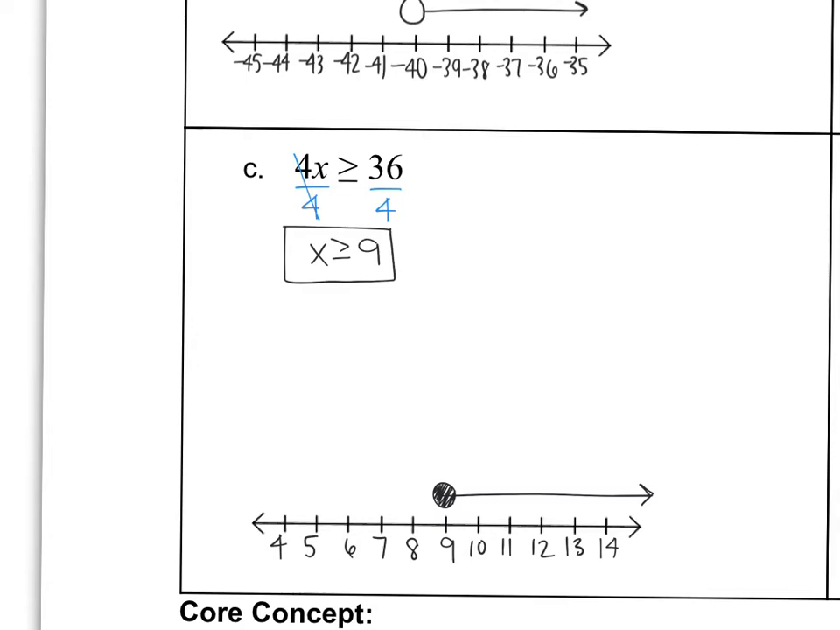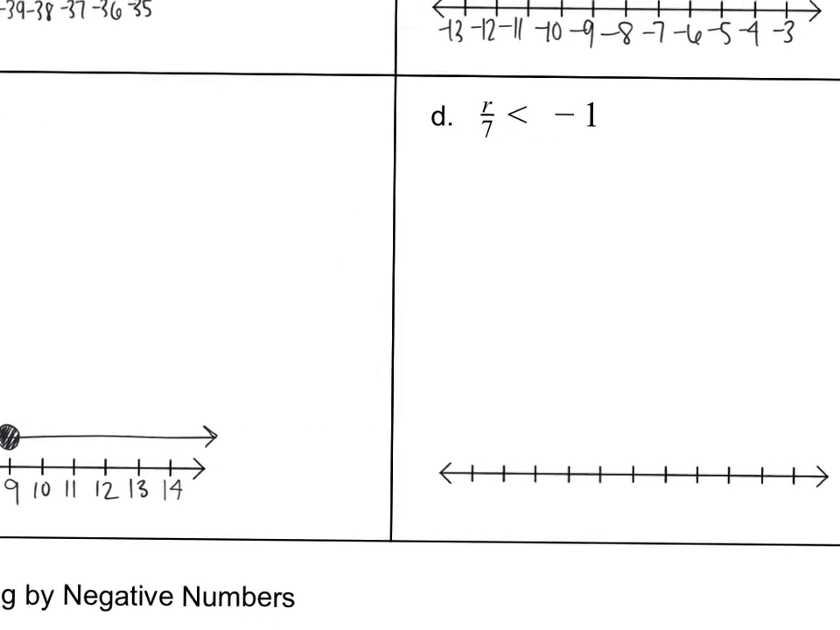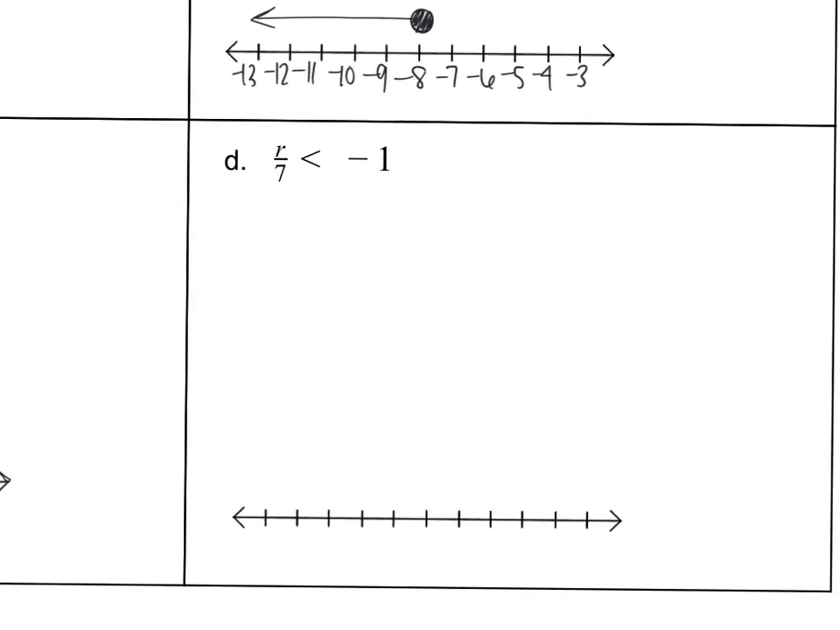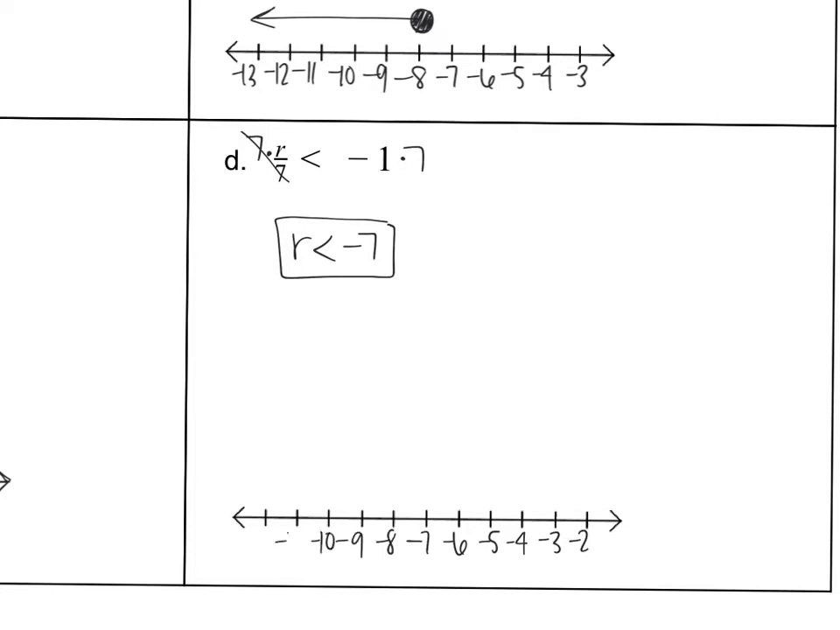One last one before we kind of switch gears here. The next one is kind of like the first one. I need to get the r by itself. I'll do that by getting rid of the 7 by multiplying by 7 on both sides. We'll get r is less than negative 7. I'll put negative 7 on my number line and count up and down from there. Should be an open circle at negative 7 with an arrow to the left.